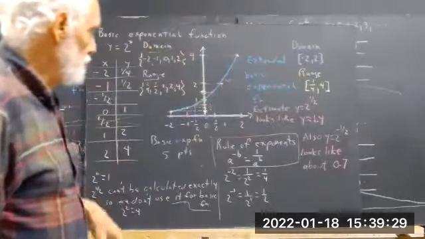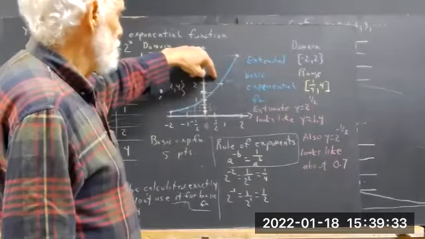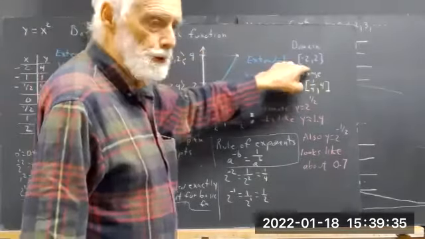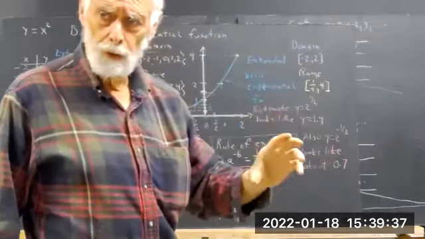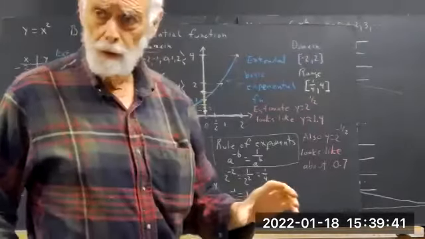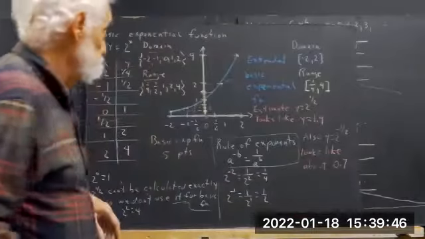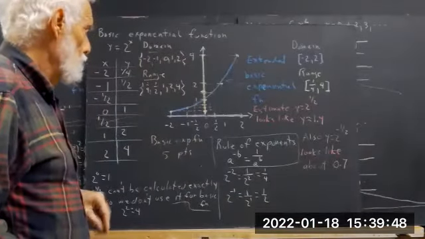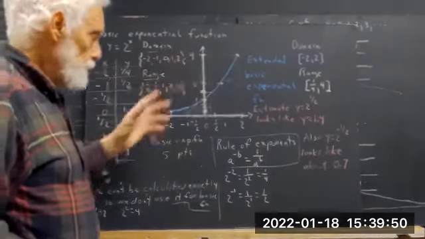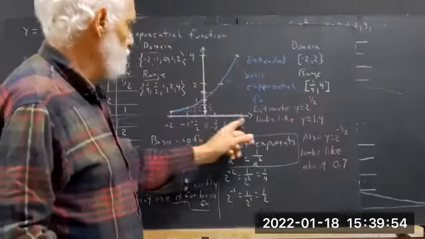Well, let's pull this over a little bit so we can see everything. So here's your extended basic exponential function. Its domain is the interval from negative 2 to 2, the closed interval from negative 2 to 2. If you don't know what a closed interval is, go back and see the original video, much longer than this one. Okay, but there's your domain, all the x values from negative 2 to 2.